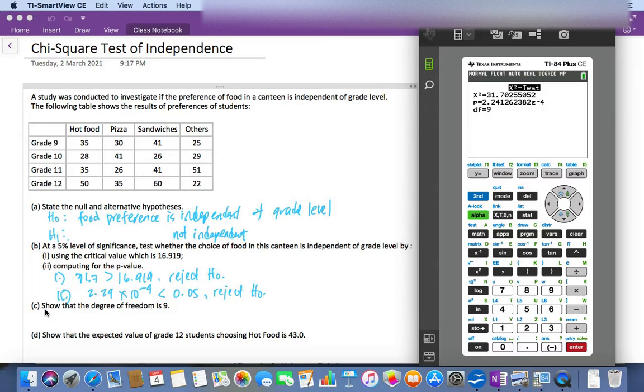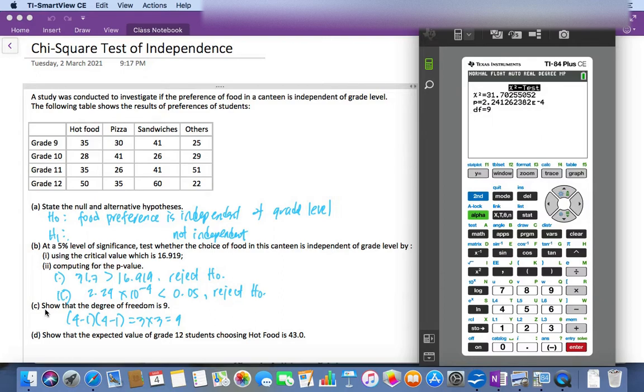So I have 4 rows. I subtract that by 1, and I also have 4 columns. I also subtract that by 1. So I say that's 3 times 3, and that gives you a value of 9.